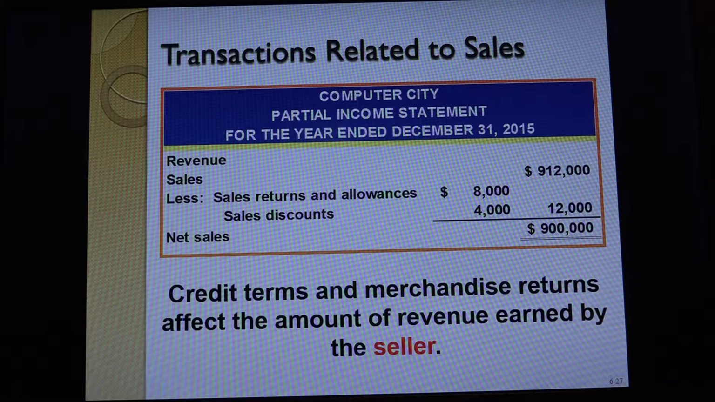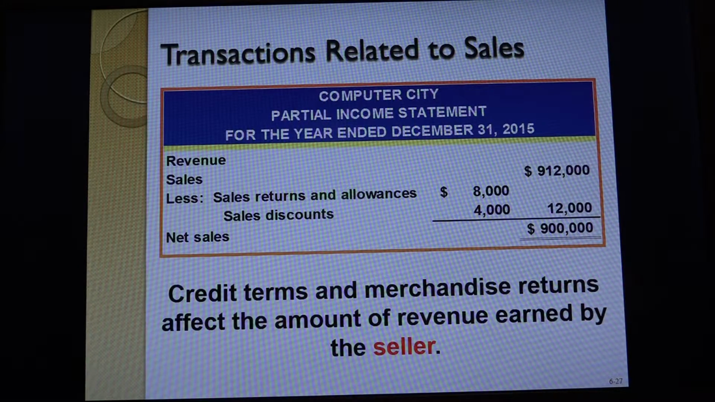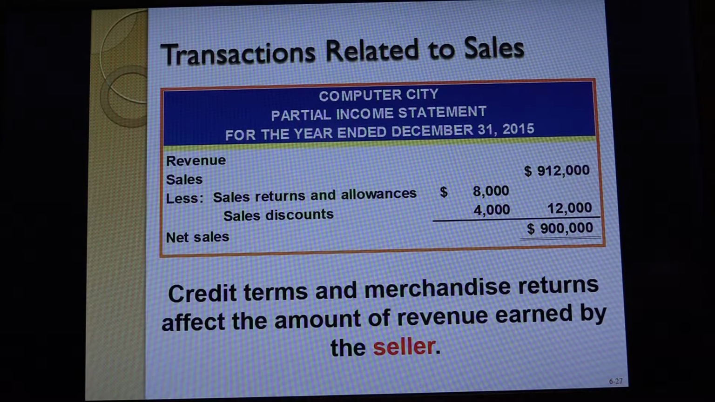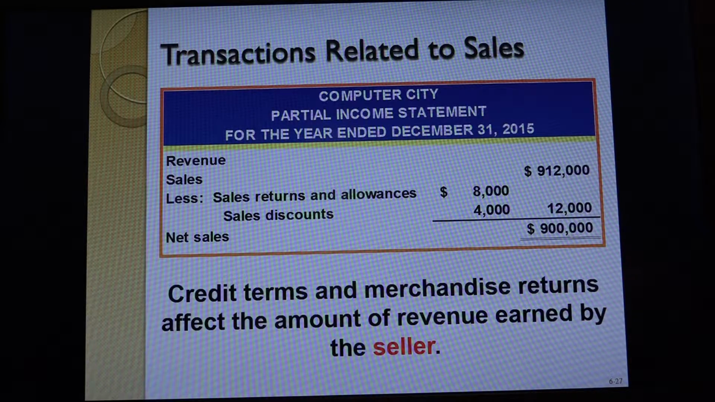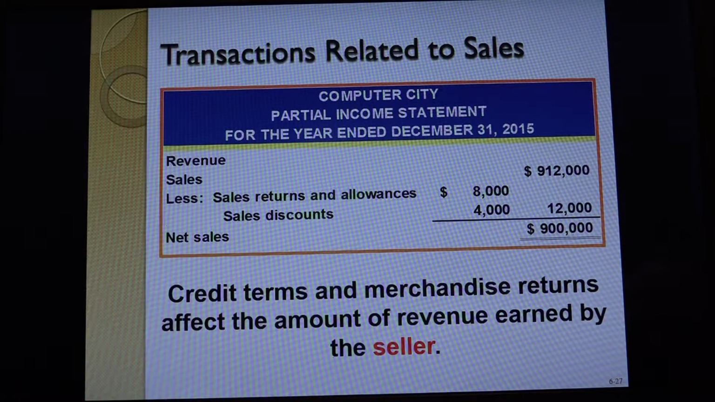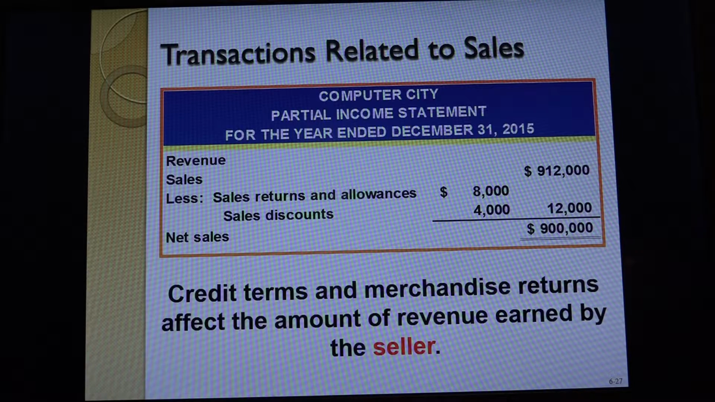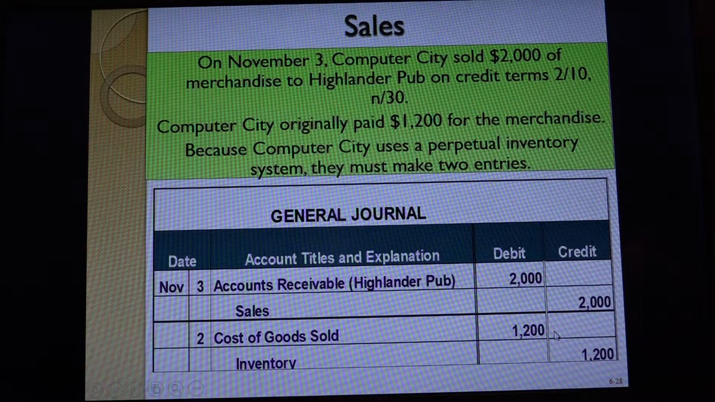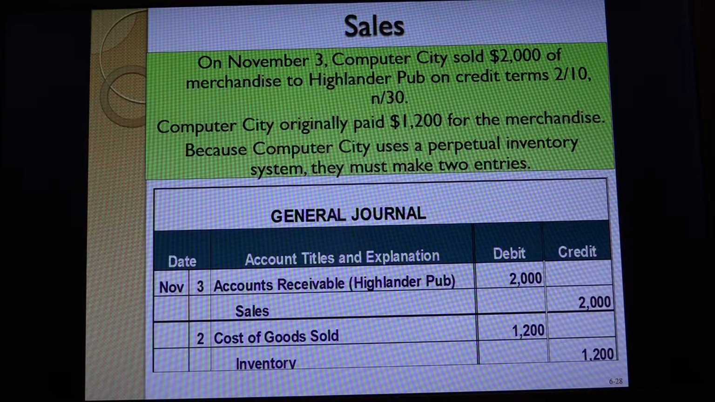Now, the sales discounts part are sales discounts that their customers have made. So those two things reduce overall revenue. That's why they're called contra revenue accounts. And so they give a few examples of this.